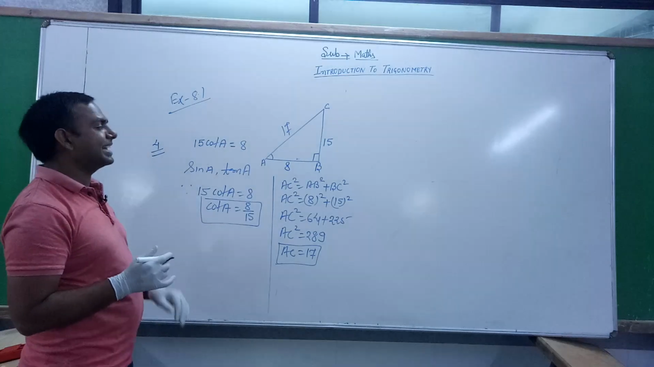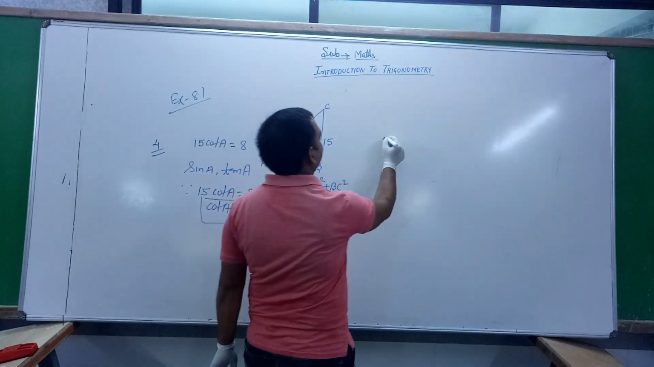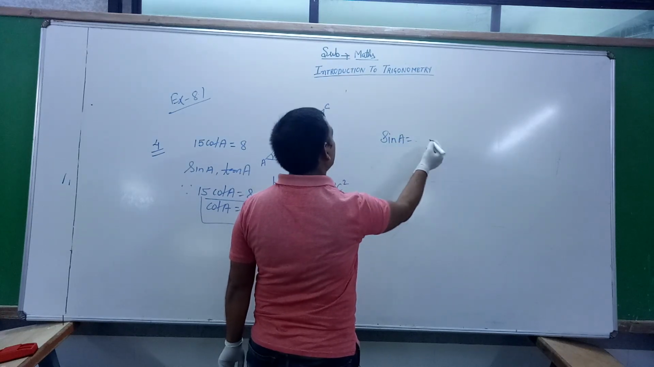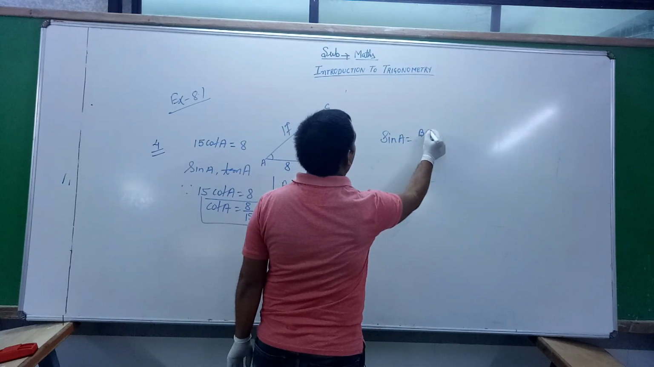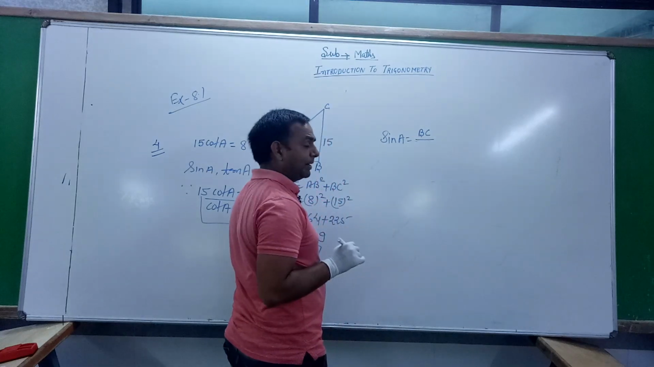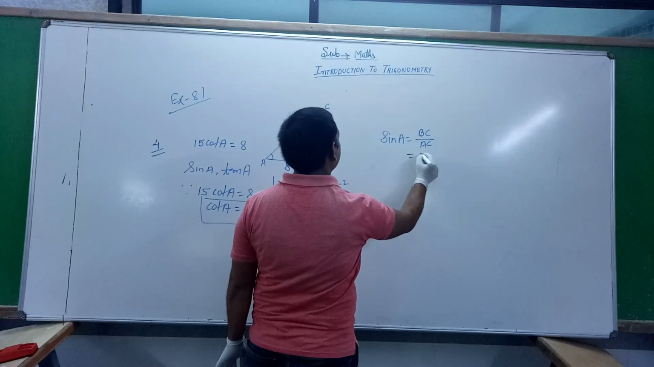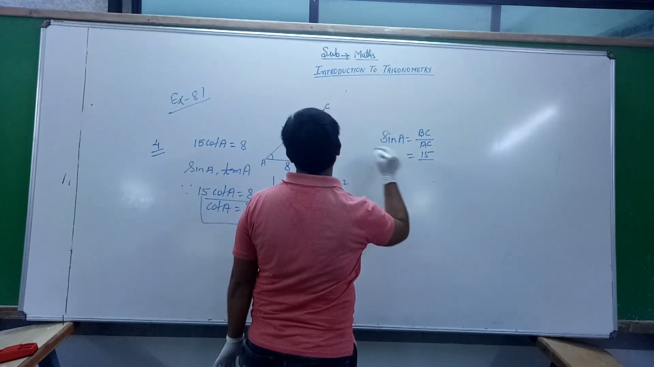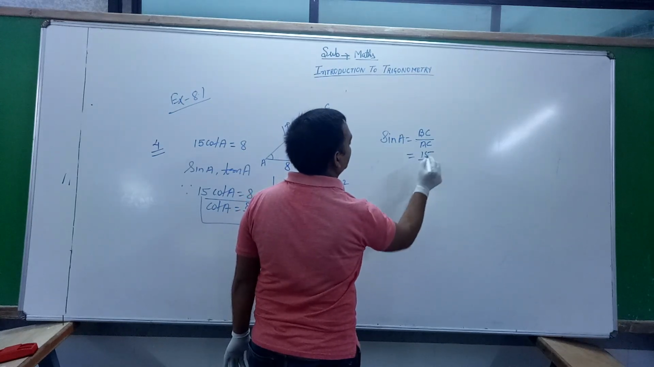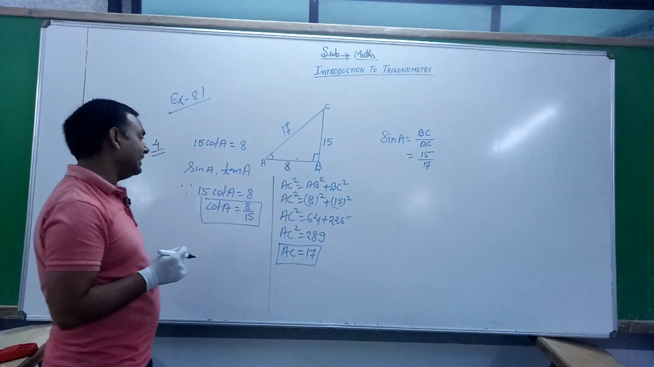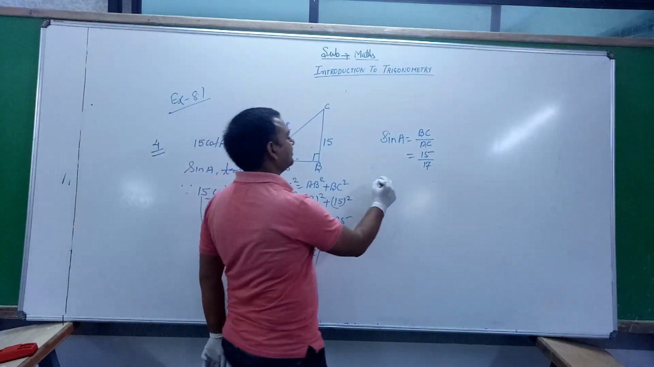After that you find sin A. In the case of sin A, it is equal to BC, the perpendicular, upon the hypotenuse, AC. So BC is equal to 15 upon AC, which is 17. Okay, so you understand.